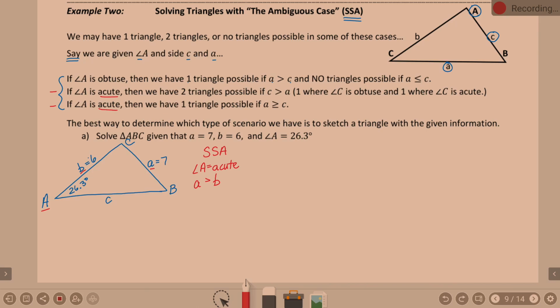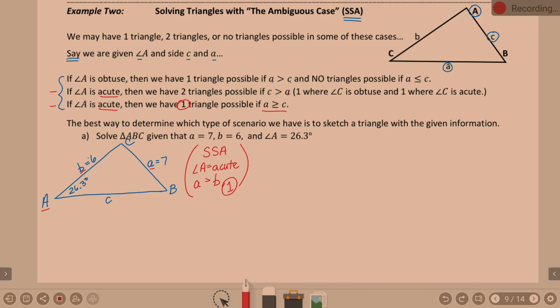Now, angle A is acute if side A, so the side opposite the given angle, is bigger than the other given side. That's this scenario right here. Side A, the same one as the given angle, is bigger than the opposite side. We're just looking at one triangle, is what my point is. If angle A was acute, but A was the smaller side, then we'd be looking at two triangles. Okay?